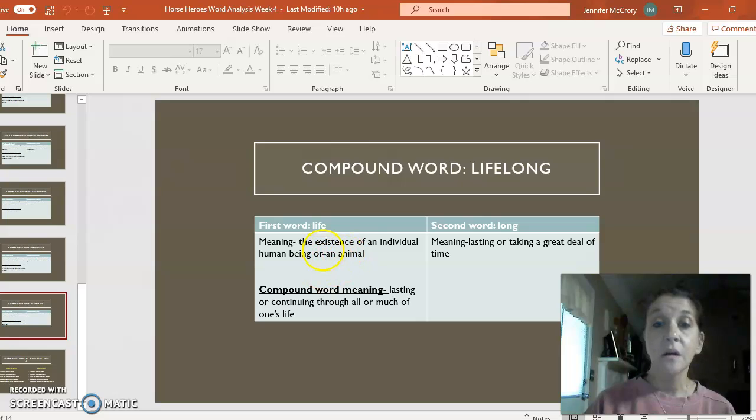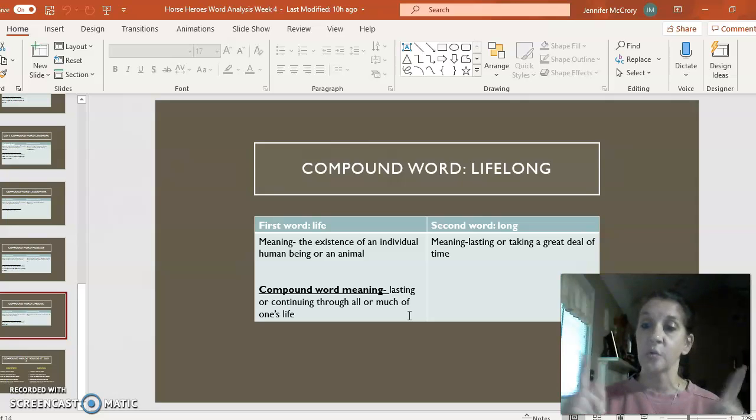First meaning, the existence of an individual human being or an animal. Second meaning for long, last, or taking a great deal of time. Together, combining these two words for lifelong definition, lasting or continuing through all or much of one's life. Very good, because we have lasting or continuing knowledge that we're going to get every day if we're that lifelong learner, which I know you guys are, because it's amazing to learn.